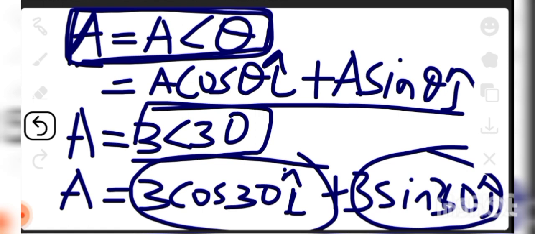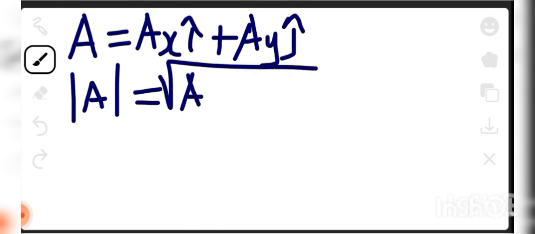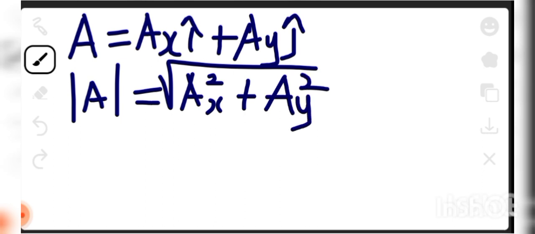To get the magnitude of A, we get it from the rectangular form. Remember, in the rectangular form, we say A is equal to AX i plus AY j. Remember this. So the magnitude of A, we denote it this way. It is always equal to the square root of the X component, the coefficient of i, squared, plus the Y component, squared. Now, whether AX or AY is positive or negative, for magnitude, it must be positive.